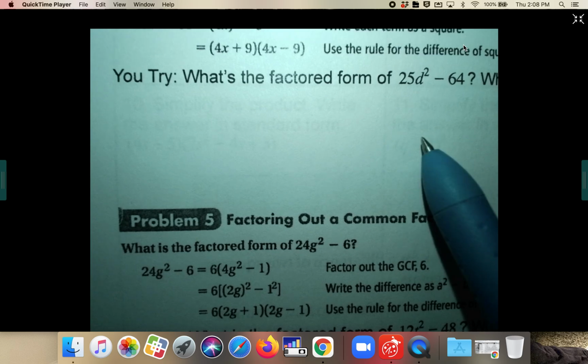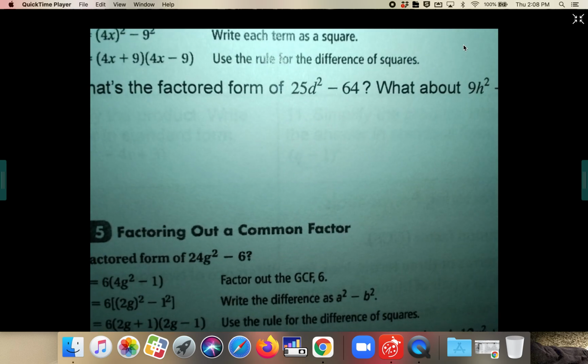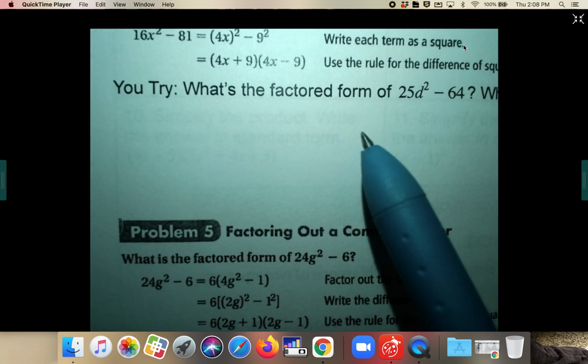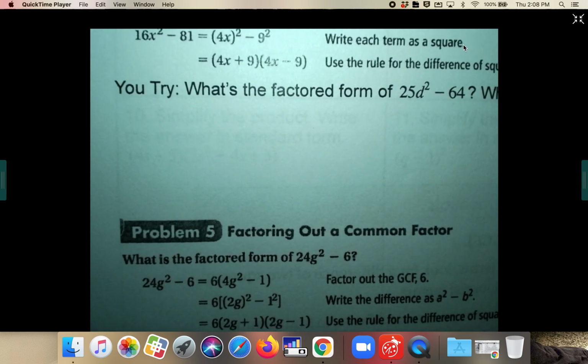Okay, push pause and try only the first one of these two U tries. I want to do the second one with you because there's something interesting about that. So go ahead and push pause and do the first U try.